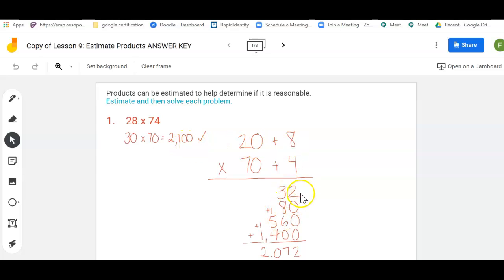And remember, when you solve these problems, you have to show your partial products, no matter what method that you're using. Always show your partial products. You have to show your steps.